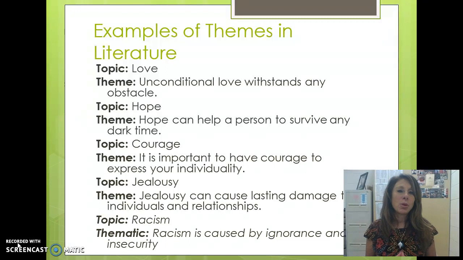So hopefully this helps you understand what themes are. They're a sentence. They're the main message the author's trying to get across. And they probably are teaching you a life lesson. But they're not one word. And they're not just a topic. So keep that in mind.